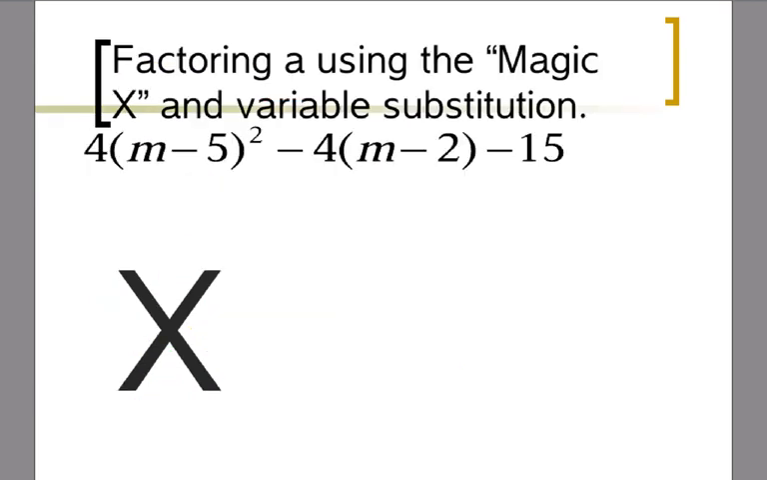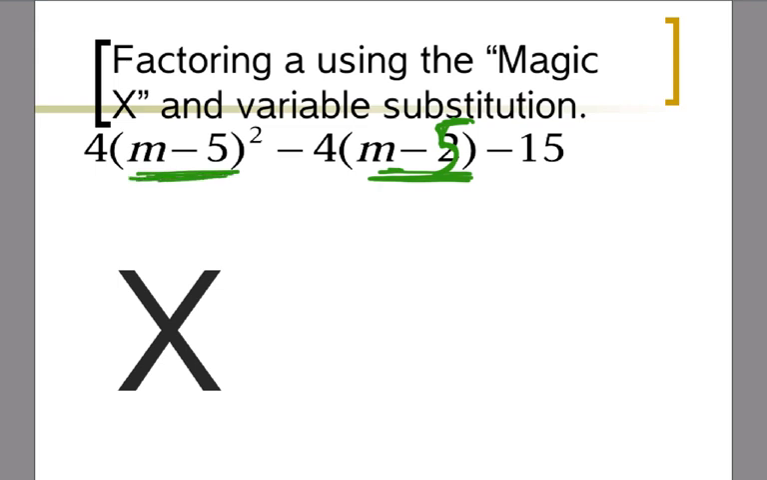So this is my last problem using the magic x, and you can see how things got a little bit more complicated here. I've got an m minus 5 and then this should actually be an m minus 5, not m minus 2. I apologize. They both have m minus 5s, okay, after I fixed it, of course.